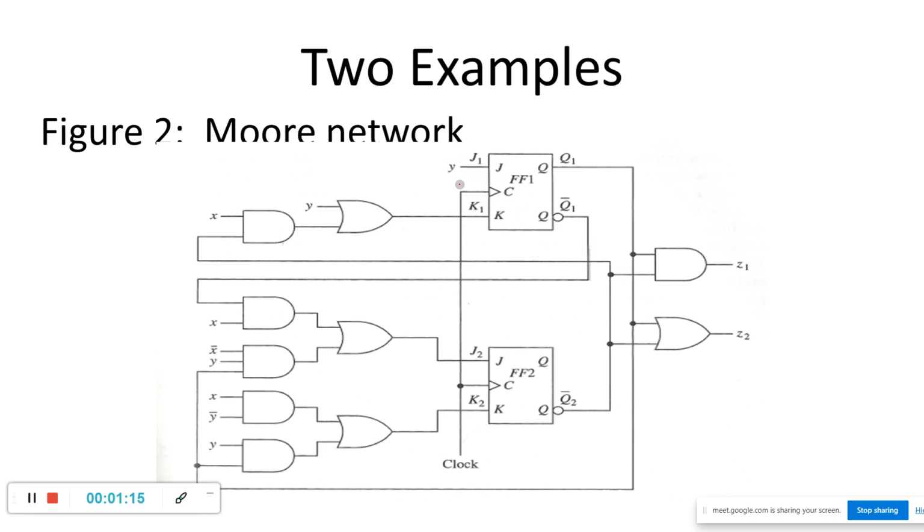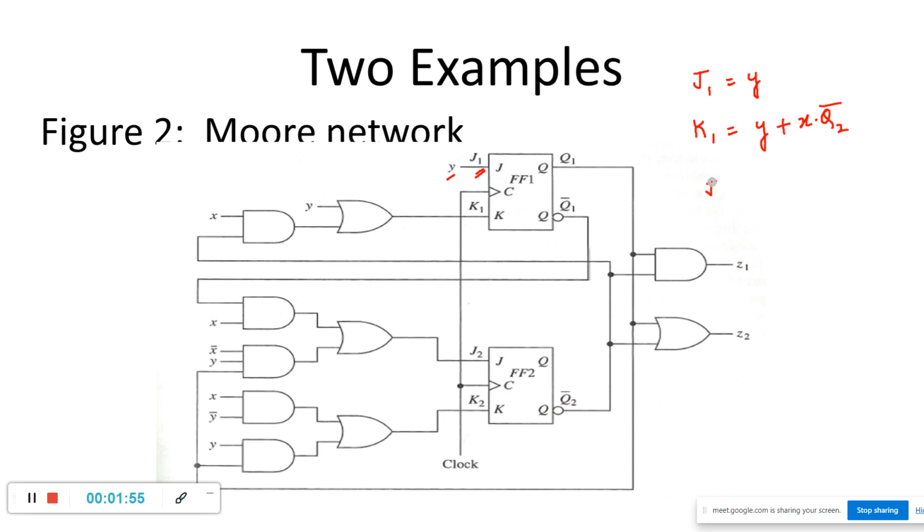So for this, how do we write? First we need to write the excitation and output expressions. So J1 equals Y. Next, what is K1 equal to? Here K1 equals Y plus X, and one more input is coming from Q2 bar, so X into Q2 bar.